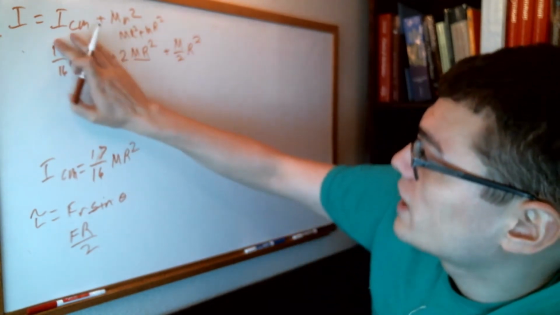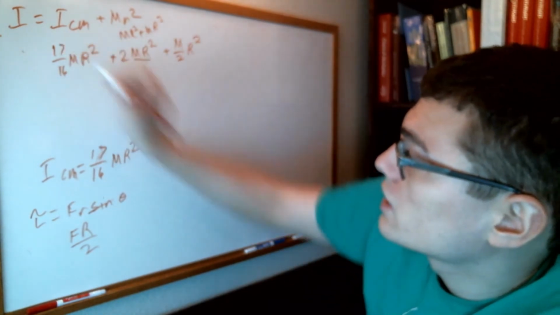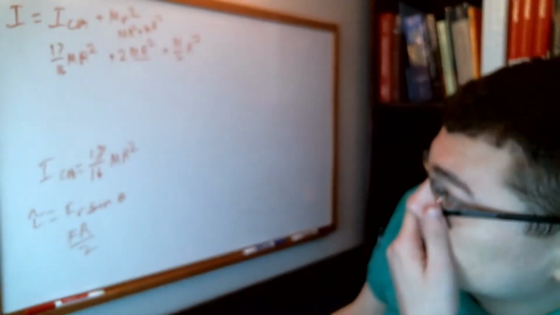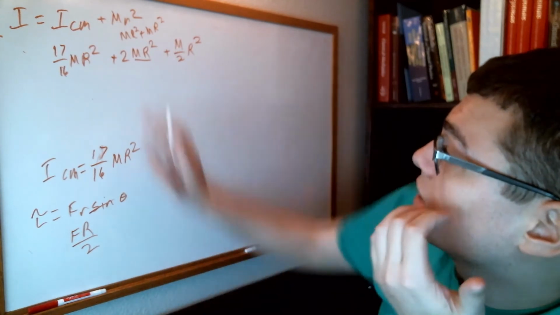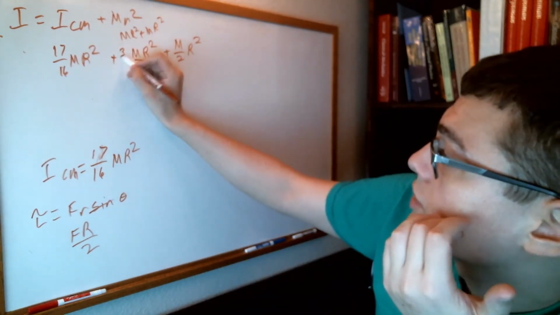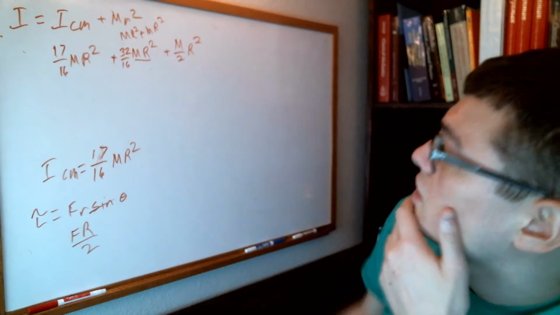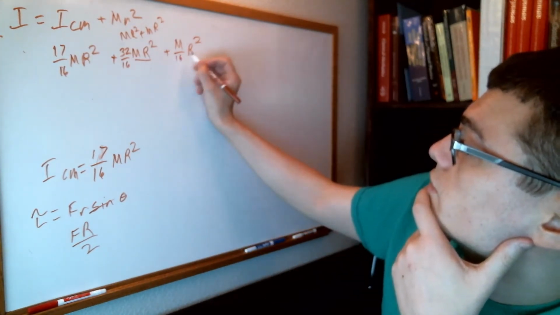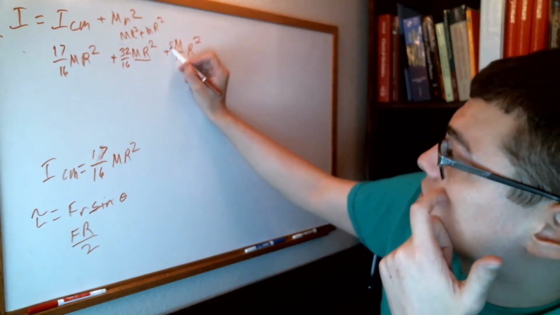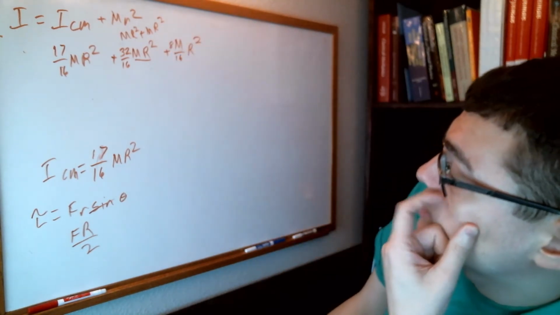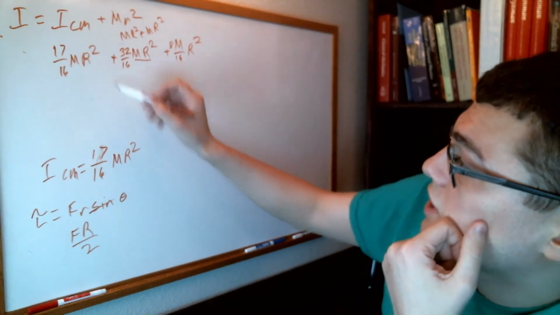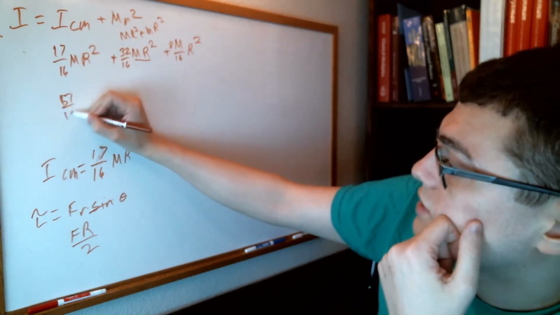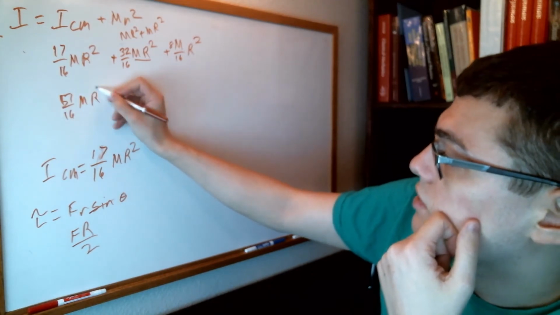And so now that we have this thing over 16, we have to adjust this. This is going to be 32 over 16, and we multiply this by 8 over 8, so this is 8/16. That gives us 40/16 and then 57/16 m r squared.